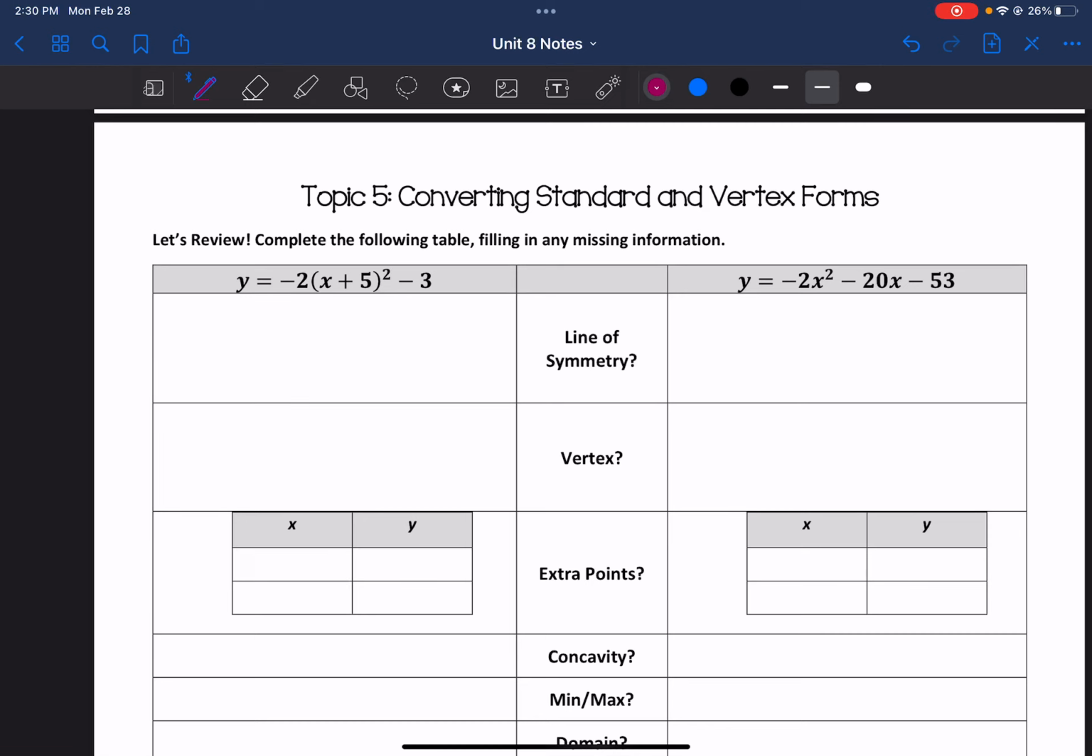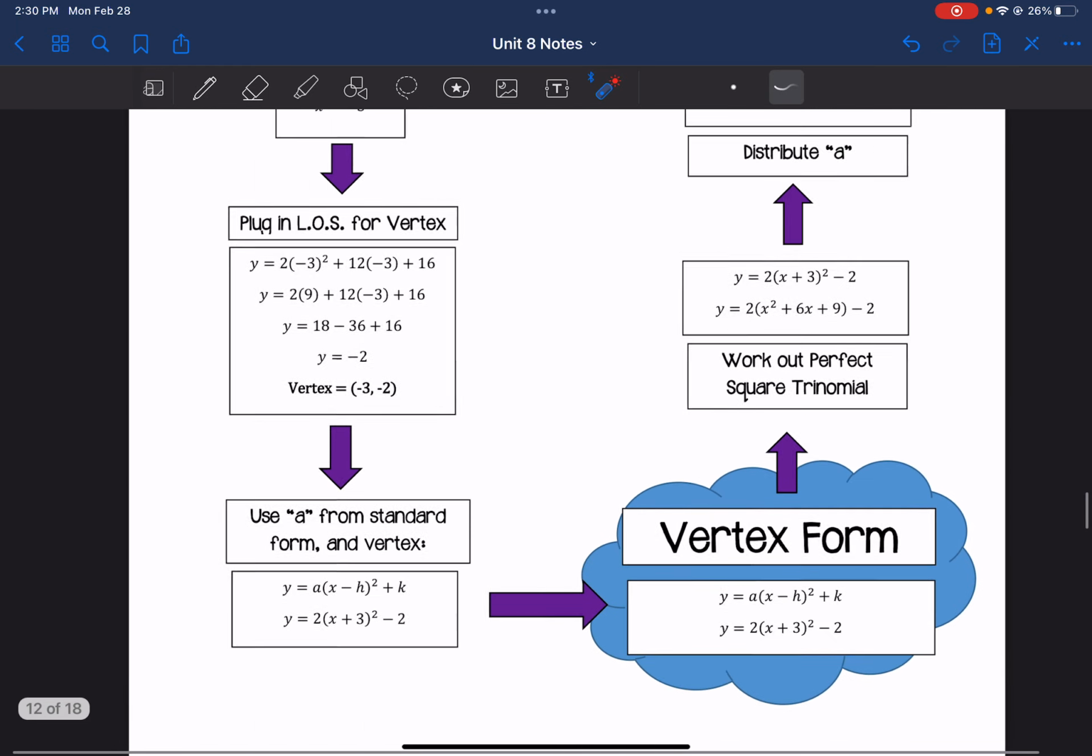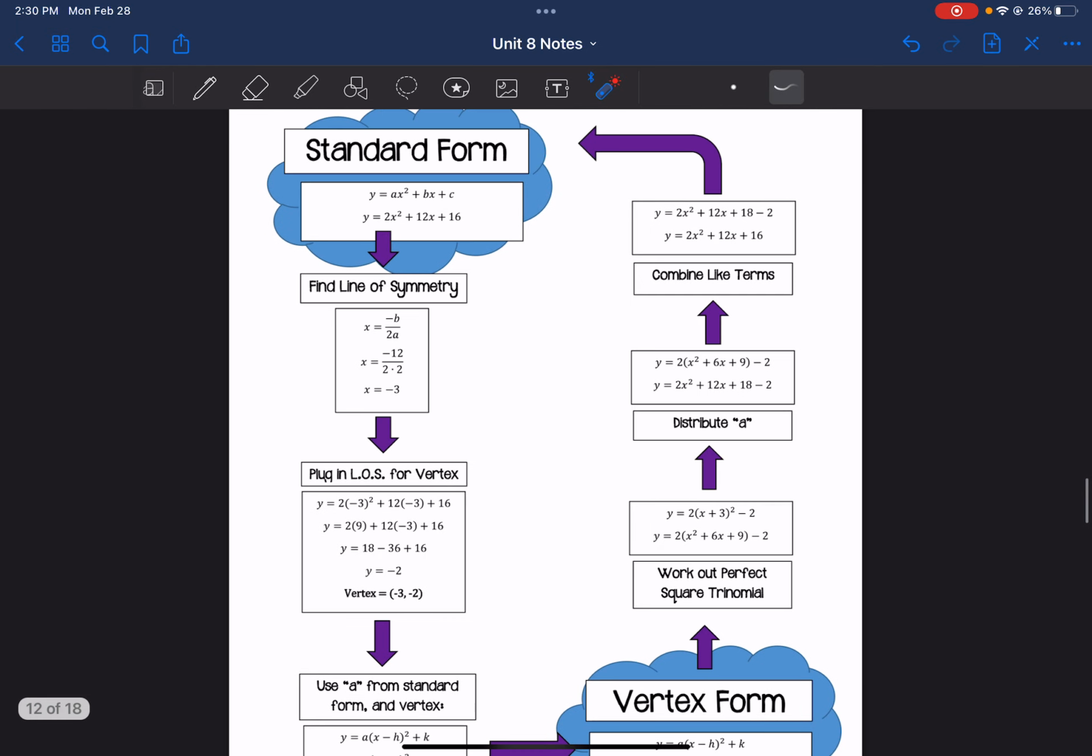All right, welcome to topic 5 notes: converting standard and vertex forms. What does that even mean? All right, here's what it means. Let me scroll up. You guys have this sheet in your notes. This is what it means.